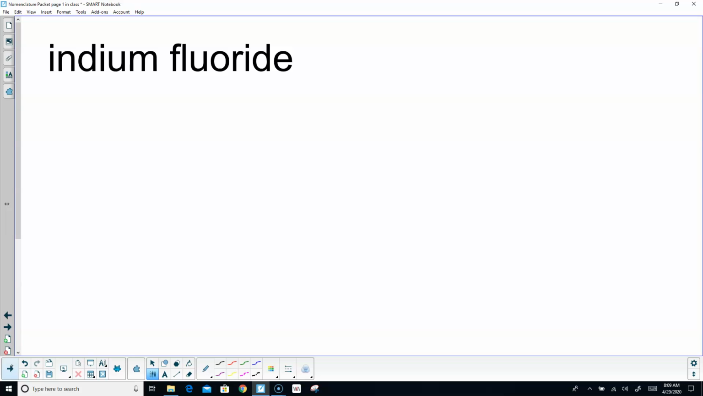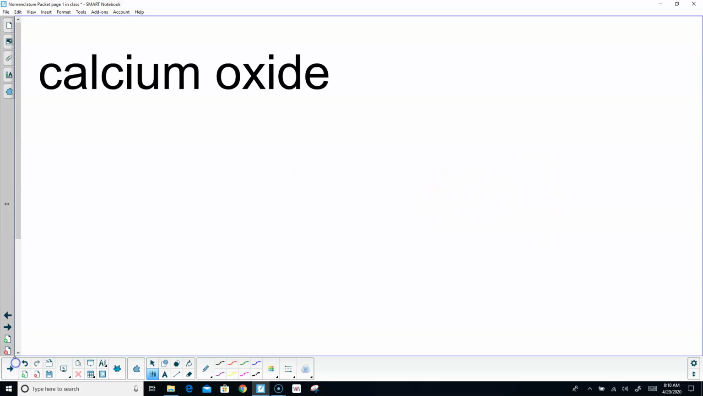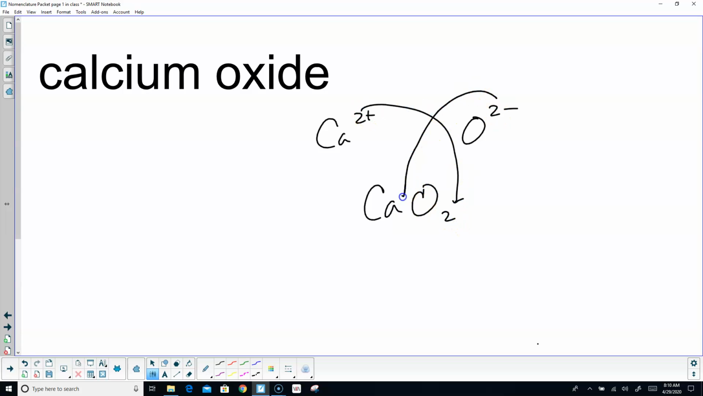Indium fluoride. So I look up indium. Indium has a charge of 3 plus. Fluorine is always 1 minus. And so the number 3 comes down here. This 1 goes here. The 1 is understood, so you just write it InF3. Calcium oxide. I look up calcium on my table. It's 2 plus. Oxygen's always 2 minus. Okay, and this 2 comes here, and this 2 comes here. Notice they are equal and opposite. They cancel or they reduce. You must reduce them. So calcium oxide would be CaO.